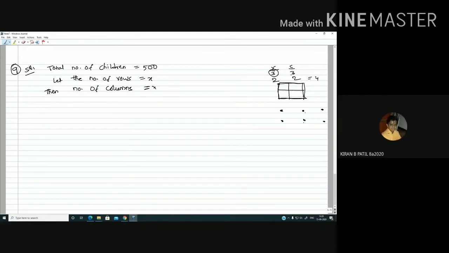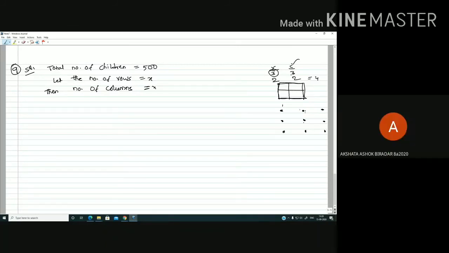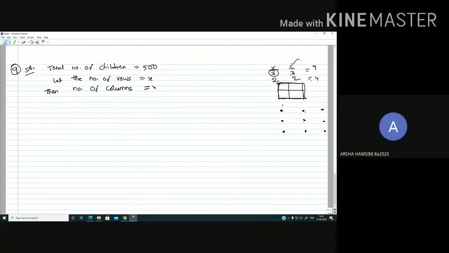Now in column 3 should be there. First column 1, 2, 3. Second column 1, 2, 3. Third column also 1, 2, 3. Total number of children, how many are there? 9. Actually, rows and columns, is there any relation? Are you observing here? Yes, sir. They are equal and multiplying each other.